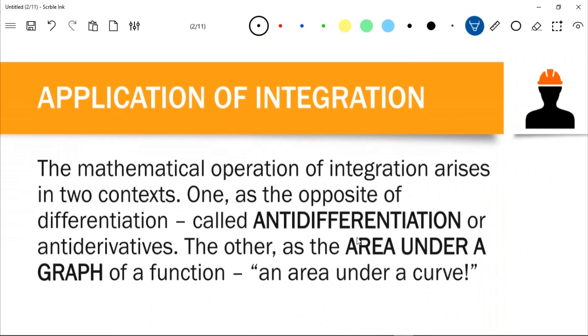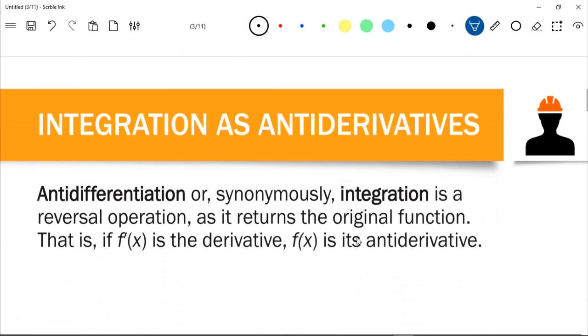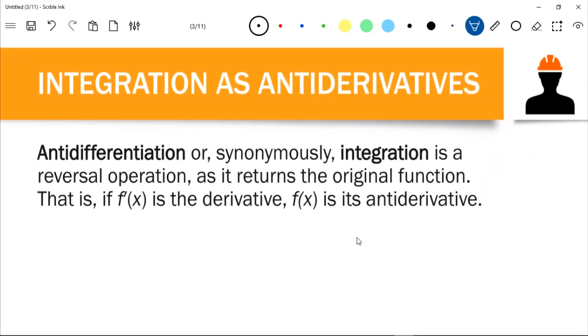Integration is a mathematical operation which arises in two contexts. The first one is that integration is also known as anti-differentiation or anti-derivatives. And the second context is that integration is used to compute the area under a graph of a function, or an area under a curve. So when we say integration as anti-derivatives, if we have f prime x as the derivative, then the f of x, or the function of x, is the anti-derivative.